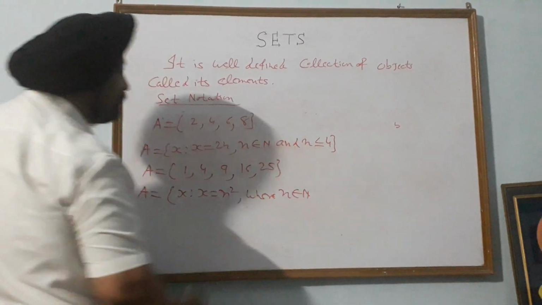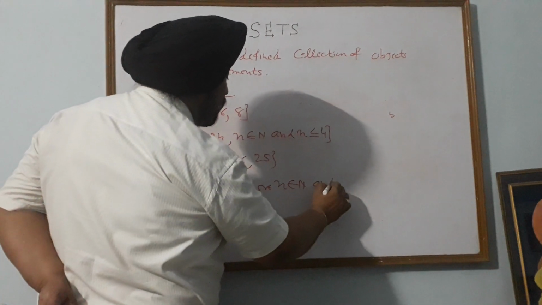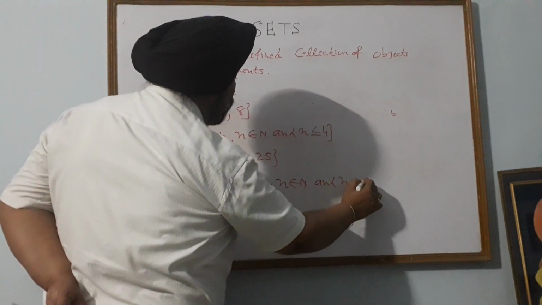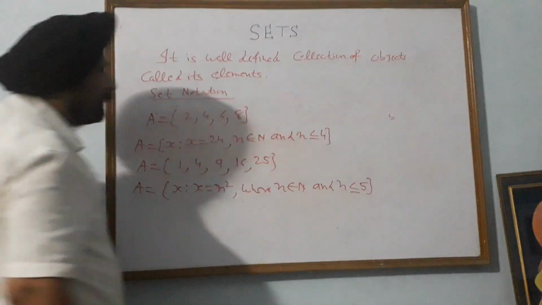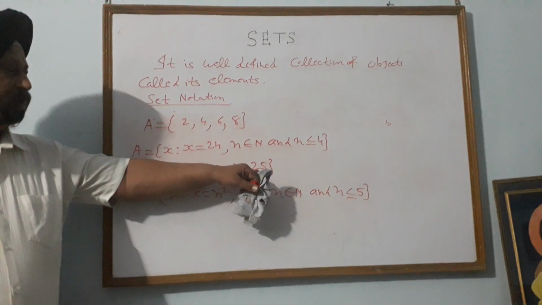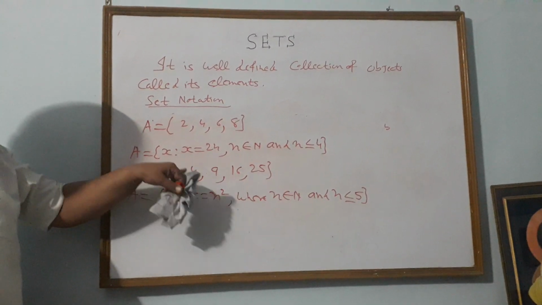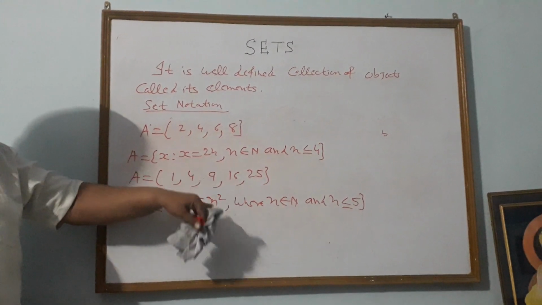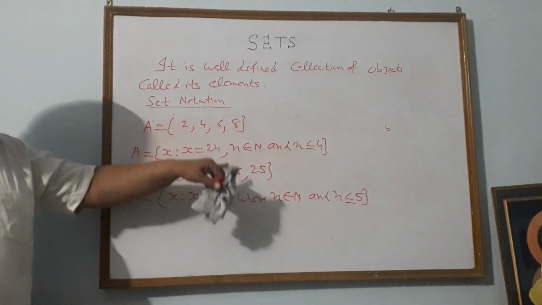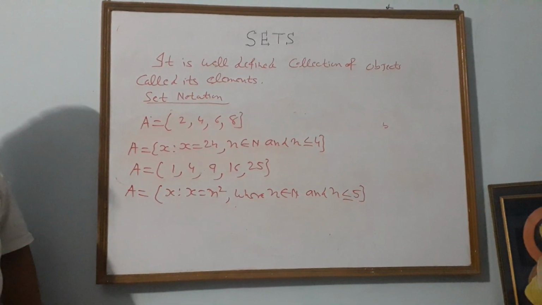N belongs to N means n belongs to natural numbers and n is less than or equal to 5. Why have we taken less than or equal to 5? Because we have taken up to 5 square, and 5 square is 25. So we can take the value of n: 1 square is 1, 2 square is 4, 3 square is 9, 4 square is 16 and 5 square is 25. So these are the two forms in which we can write sets.